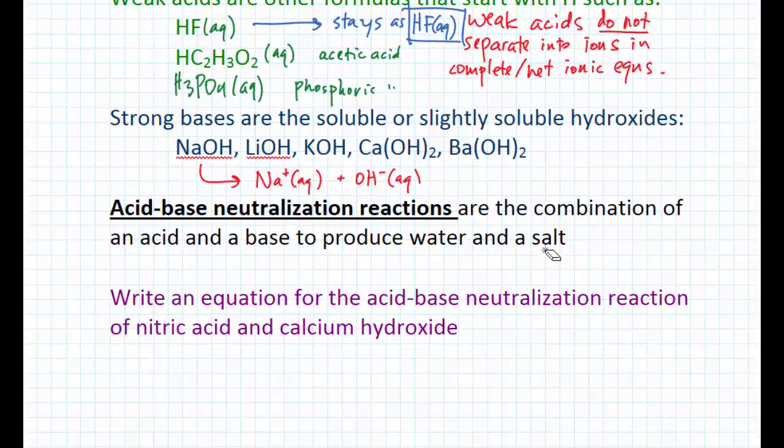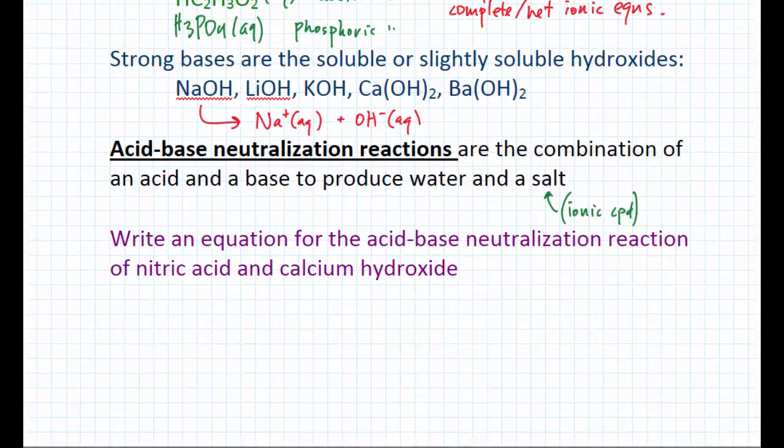The historic name for salt is the ionic product of an acid-base reaction. It's really just any ionic compound, but it's called a salt in this context of acid-base neutralization.